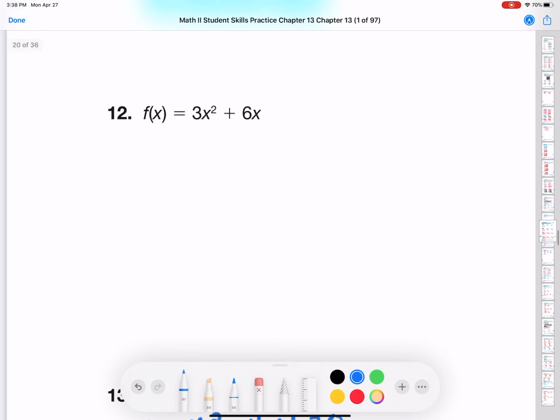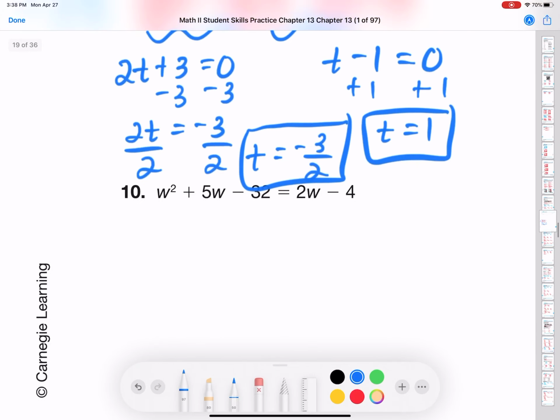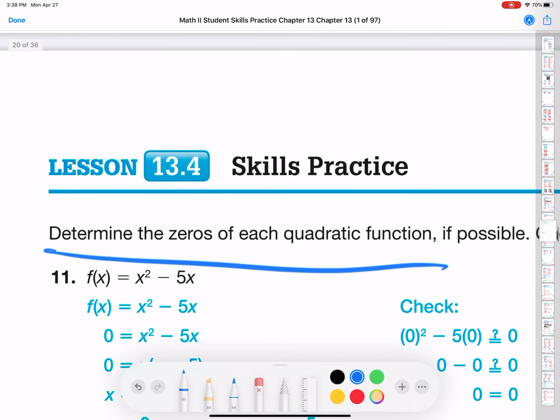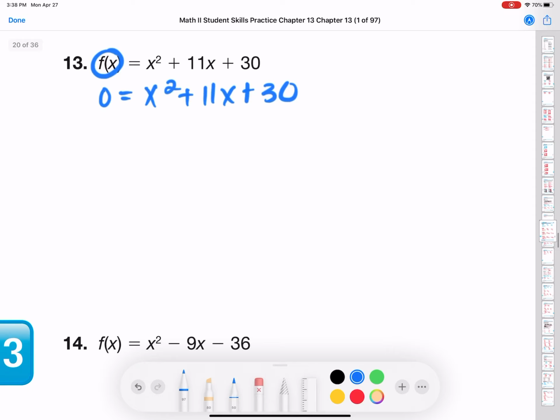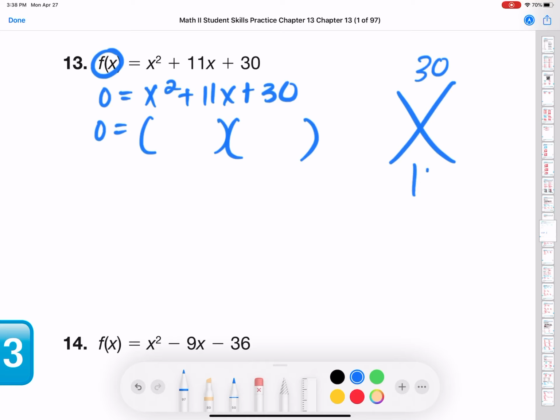Now, in the other problems that we've been doing, the 0 is on the right. Honestly, it does not matter if 0 is on the right or the left. It's the exact same thing. So I'm just going to solve as I normally would. I'm going to factor. I want two numbers that multiply to 30 but add to 11.